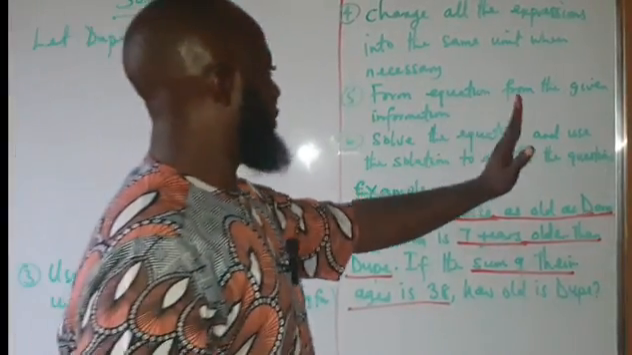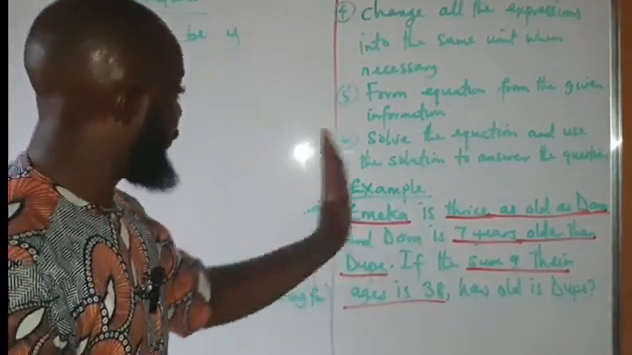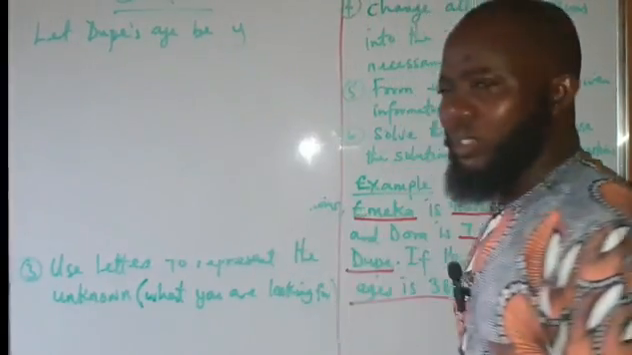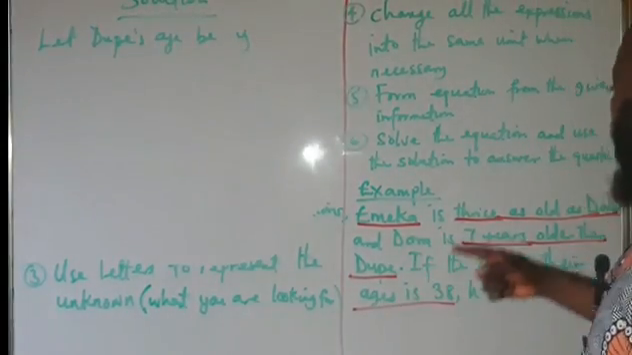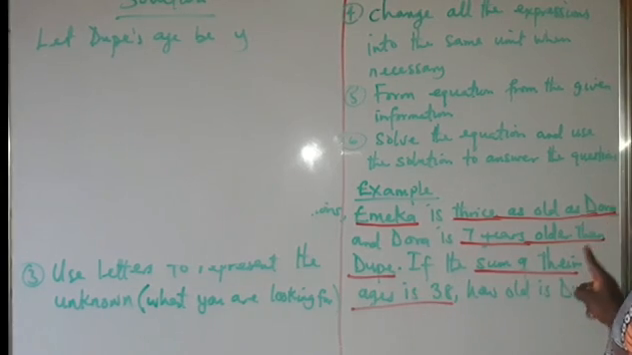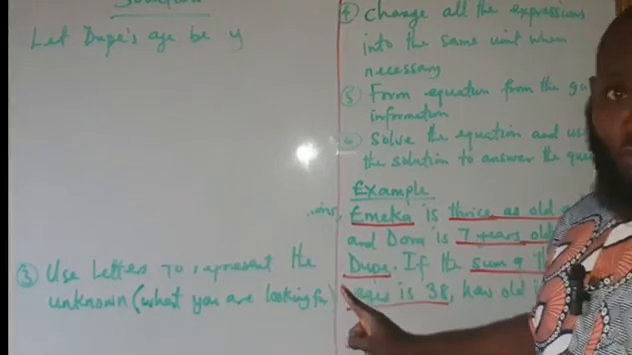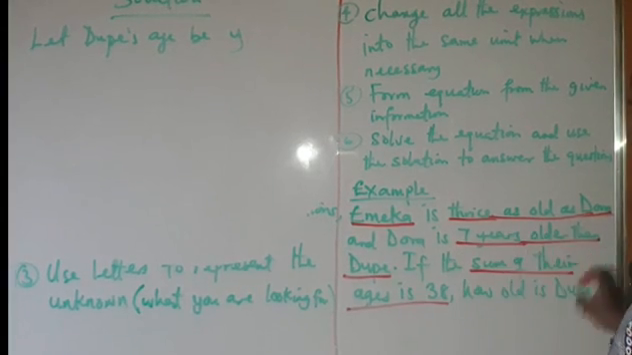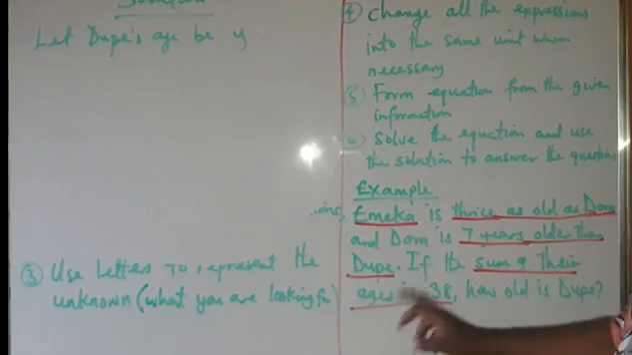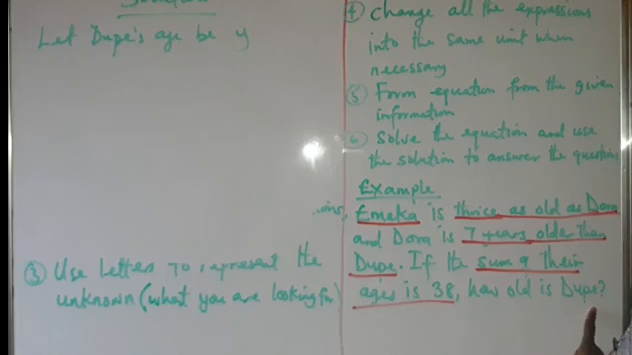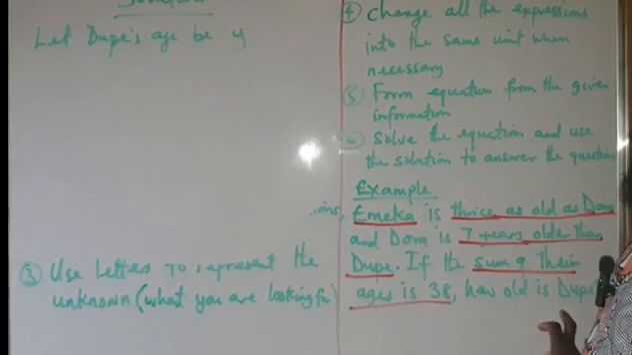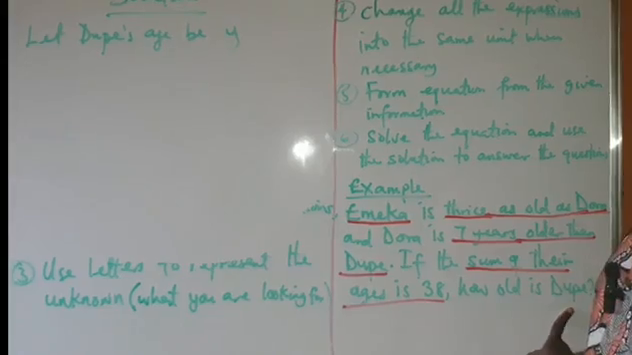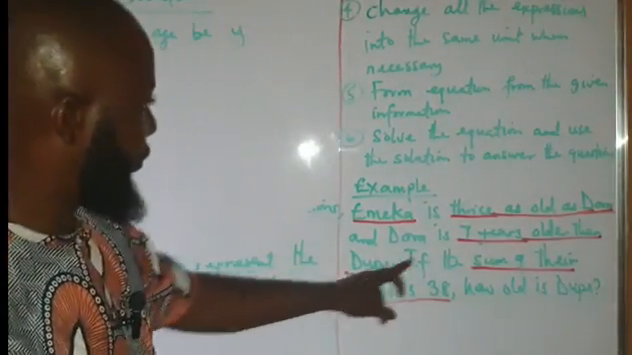Then form equations from the given information. From this information, we are going to form equations now. We are going to start from the bottom, because we cannot know the age of Dora without knowing the age of Dupe. Emeka is twice as old as Dora, and Dora is 7 years older than Dupe. If the sum of their ages is 38, how old is Dupe? We have already represented the age of Dupe with y.